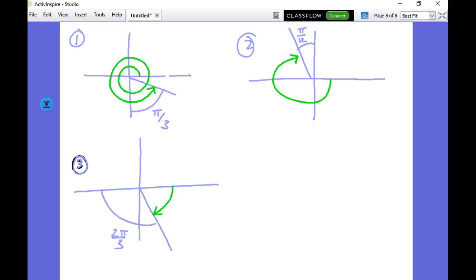All right. Here we go. Number 1. I guess I'll just call on some people here. How about Cassidy? What did you get for number 1? 23 pi. Correct. 23 pi over 6.